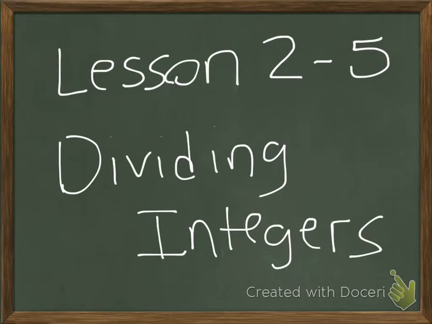And you always apply these rules, and this goes for addition, subtraction, multiplication, and division. You're always applying them to two numbers at a time. Now, the other rule to remember would be if you have one negative and one positive, and you're dividing, your answer would always be negative.